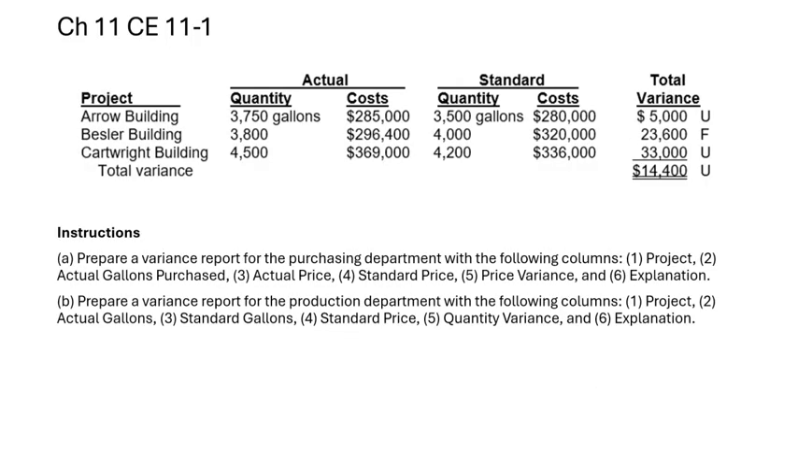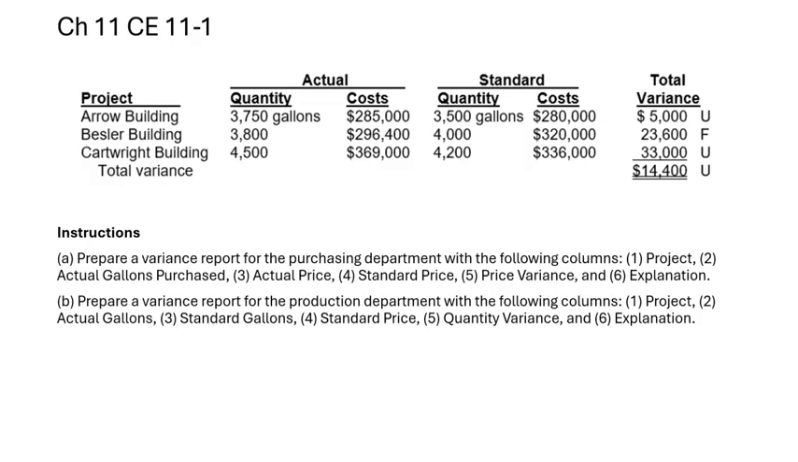So now what we need to do is first prepare a variance report for the purchasing department. And it's for the purchasing department, so we're going to look at the price variance. So we want a report that shows project, actual gallons purchased, actual price, standard price, then the price variance, and an explanation. After we do that, we're going to prepare the variance report for the production department with the following columns: project, actual gallons, standard price, which will all be used to get us the quantity variance. So the production department is responsible for the quantity variances, and then an explanation.